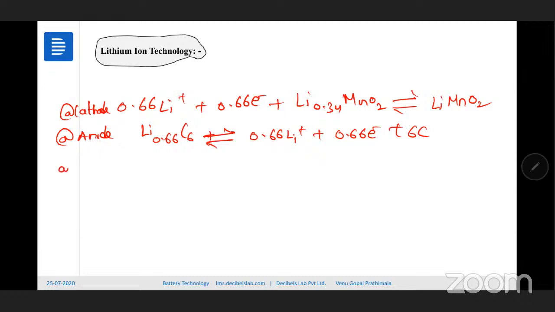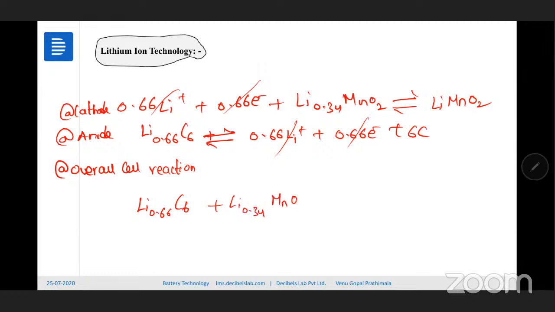If you write the overall cell reaction, just adding these two, this 0.66 electrons will get cancelled, and the 0.66 lithium ion also will get cancelled. So Li 0.66 carbide plus Li 0.34 manganese oxide gives rise to lithium manganese oxide plus 6 carbide. Okay. So this is the overall cell reaction.